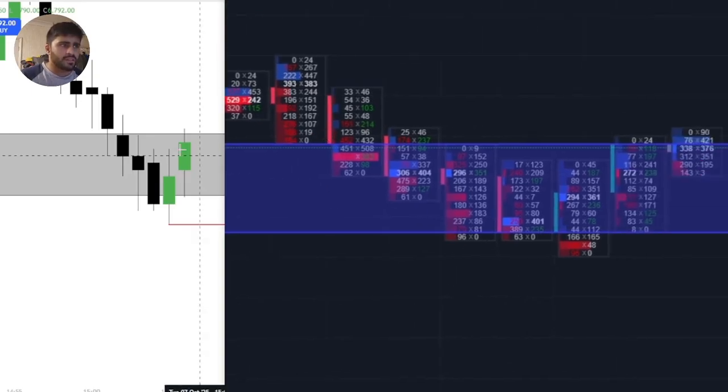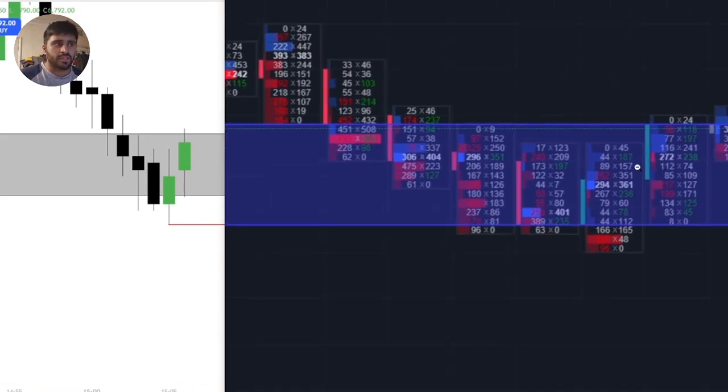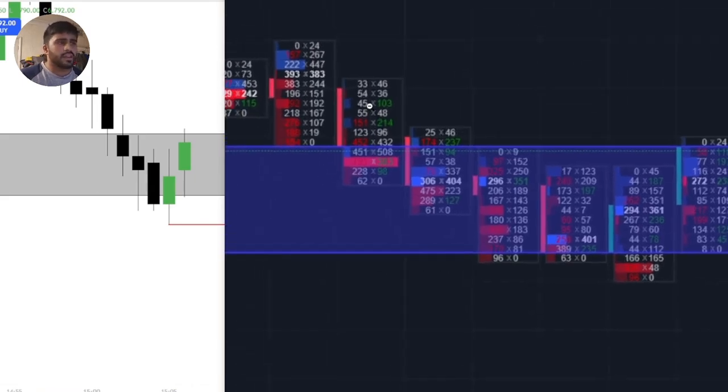Now, when we come into this level, notice how we see a lot of red candles and we see a lot of negative delta. So a very quick lesson on delta. If we just take a look at this candle, we have a left number and a right number. The left number is the bid and the right number is the ask, right? So what that means is that the left number is the aggressive sellers and the right number is the aggressive buyers. All right, so aggressive sellers on the left, aggressive buyers on the right.